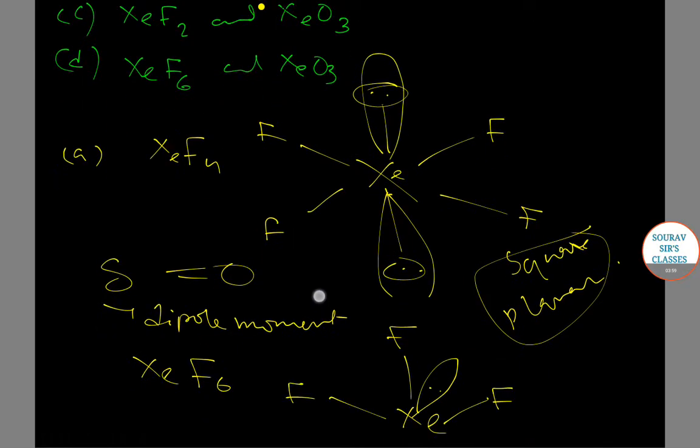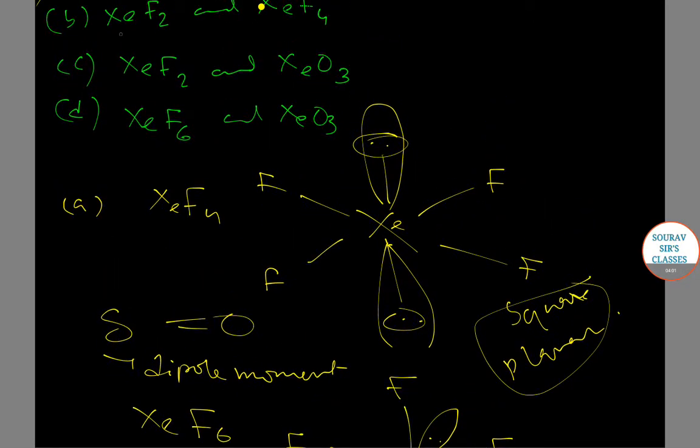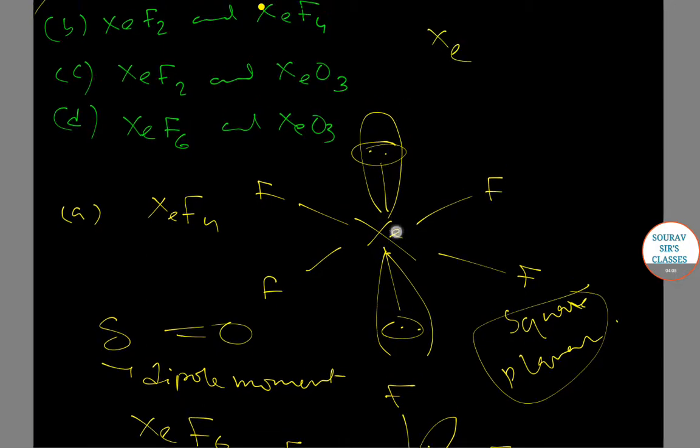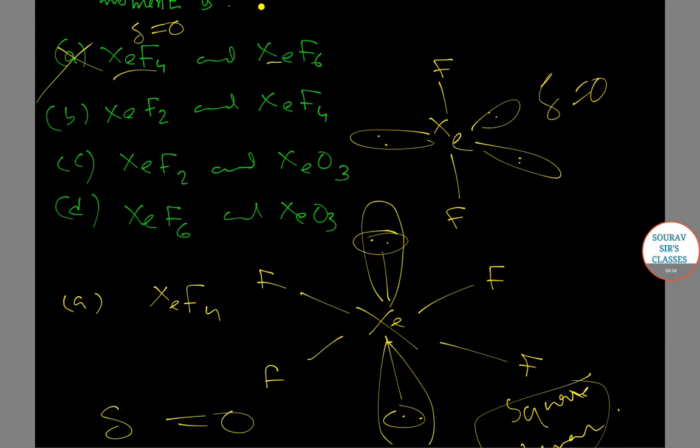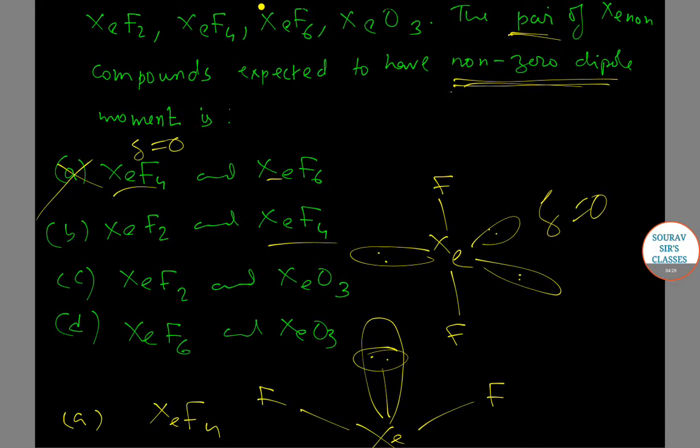And for option number B we have to see XeF2. So XeF2 has a structure like this. This is an Xe here, and there's a fluorine over here and a fluorine here, and these are the lone pairs. So basically XeF2 will have a dipole moment which is equals to 0. And XeF4 we already know it has a dipole moment equals to 0, so it is not non-zero, hence this option will be wrong.